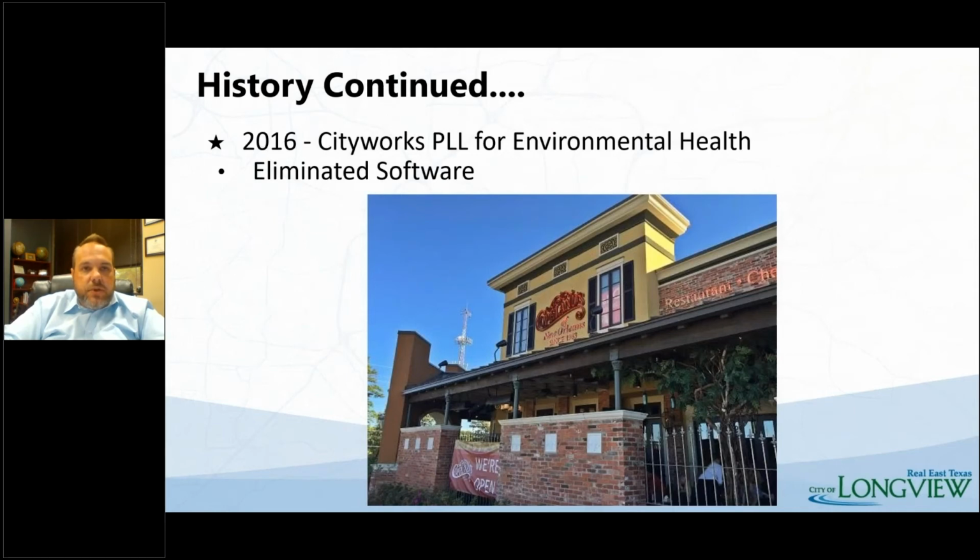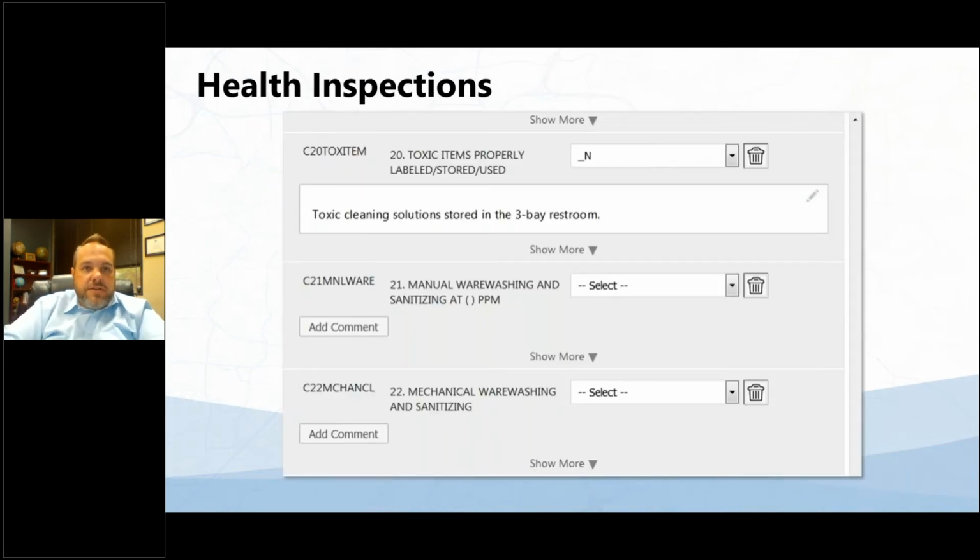In 2016, we implemented Cityworks PLL for our environmental health division. This includes restaurant inspections and mosquito control. We were able to eliminate another software with this implementation. Environmental health schedules health inspections based on the frequency for each type of establishment. Cityworks is used to complete checklists of potential violations, and a grade is assigned for the health inspection.